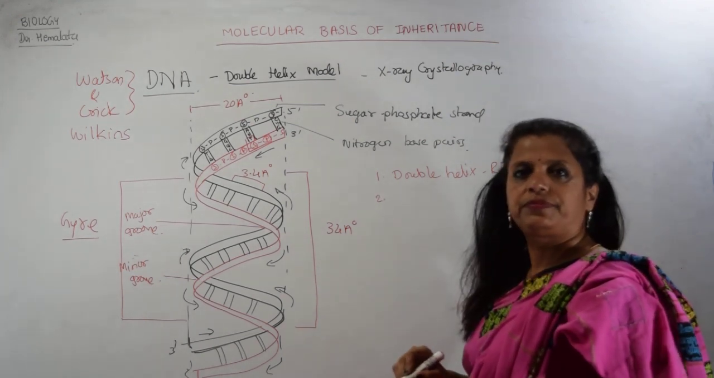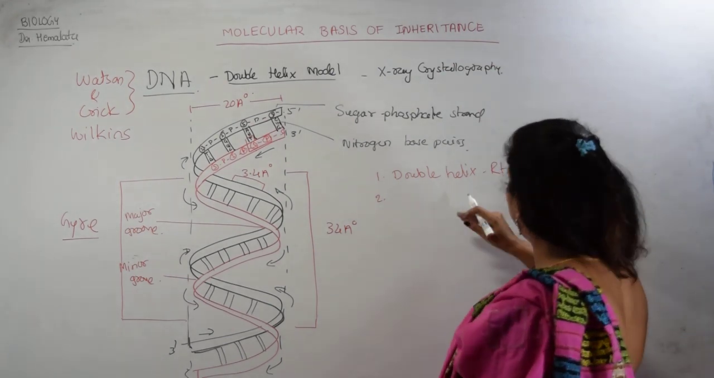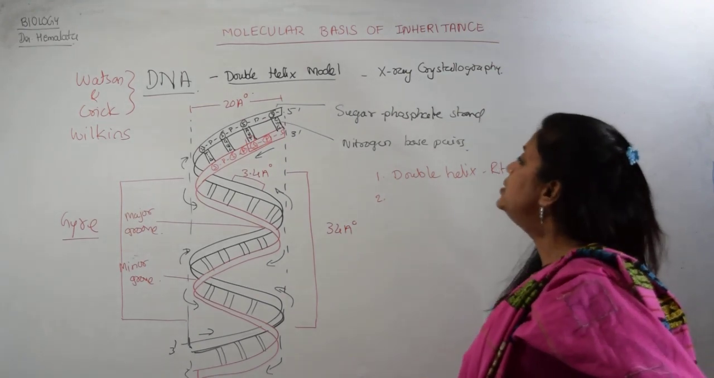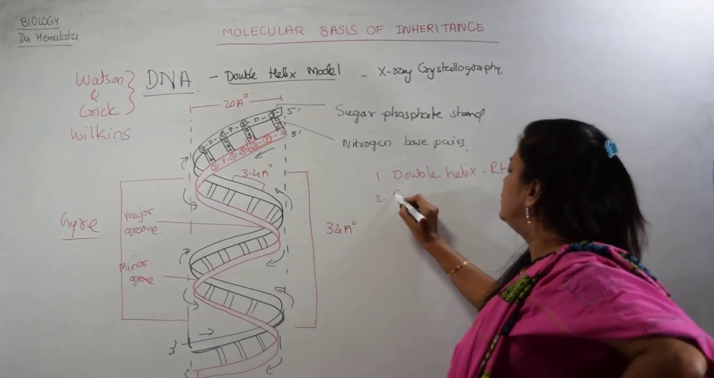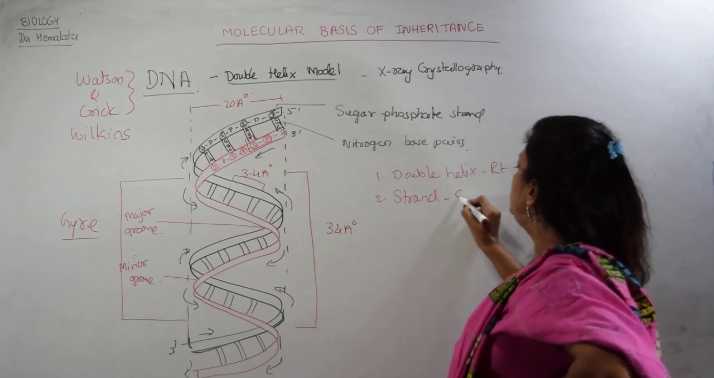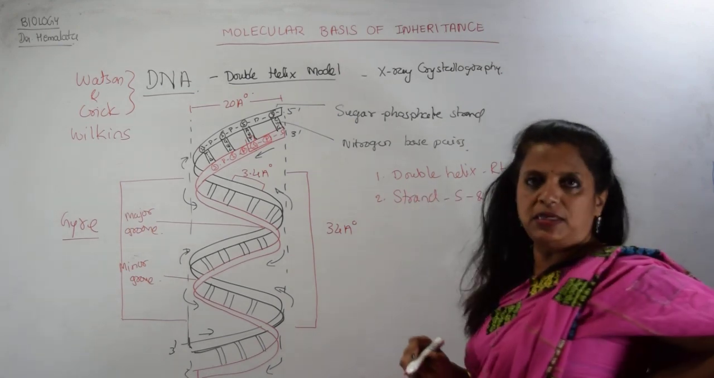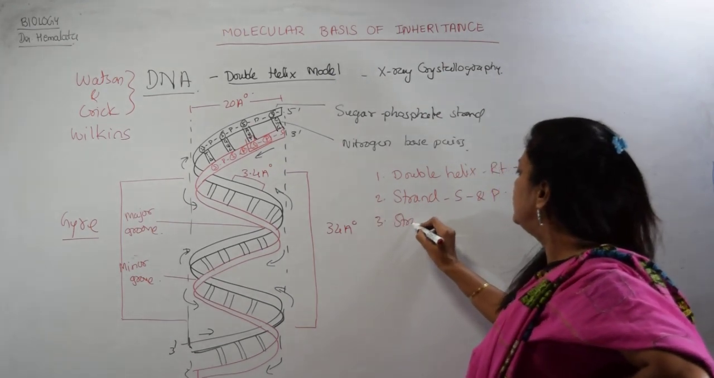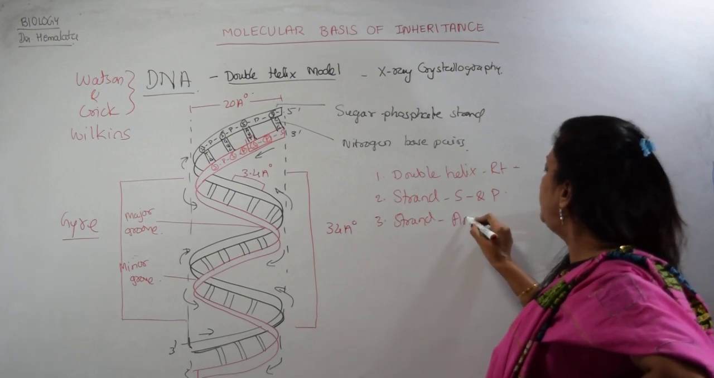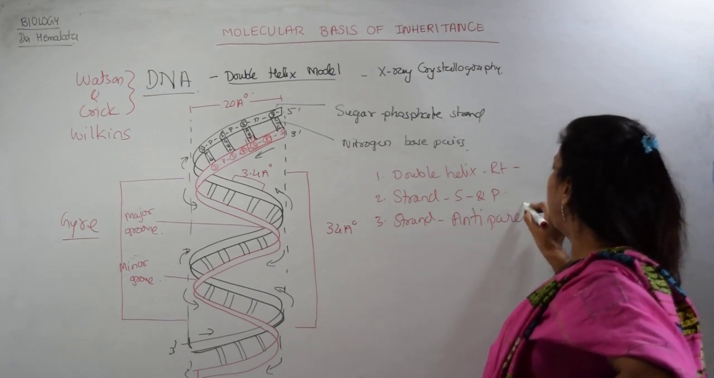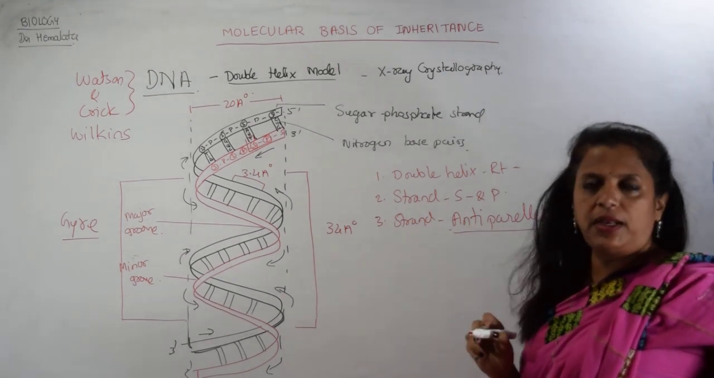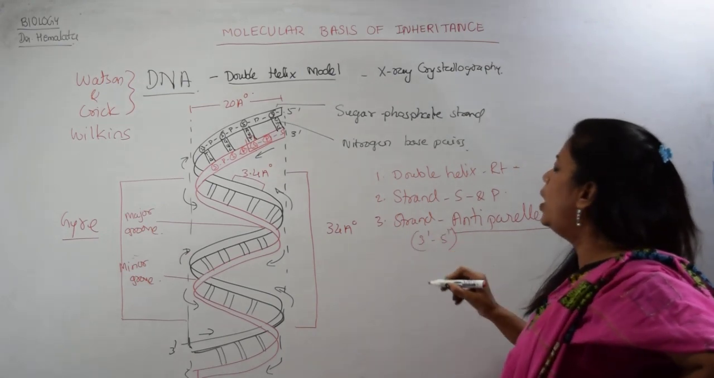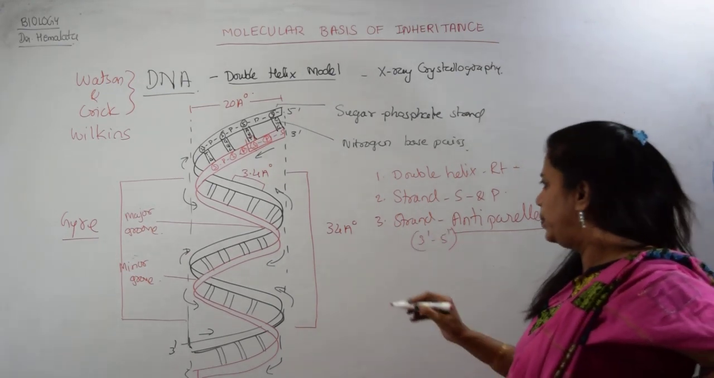Second one, the DNA shows a right-handed helix; not only B-DNA, many are showing a right-handed helix. Second, the two strands are made up of sugar and phosphate as a backbone. Third point, the two strands run anti-parallel to each other. Anti-parallel is another thing you have to remember. They run in opposite directions, 3' to 5', one from top to bottom, one from bottom to top, right?